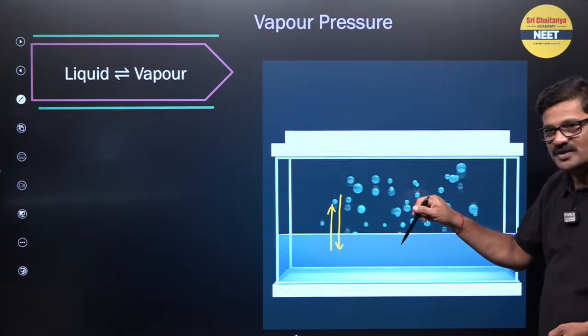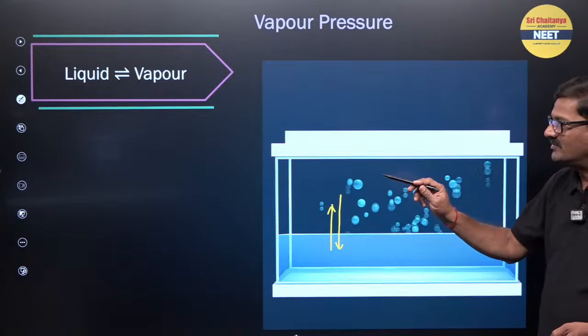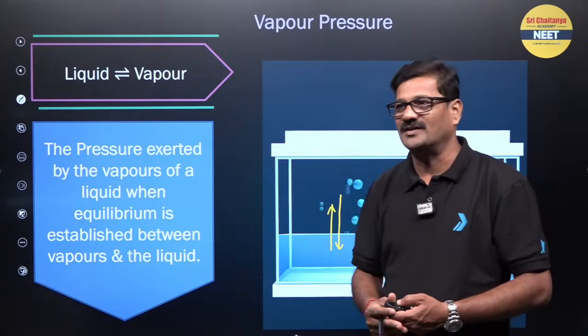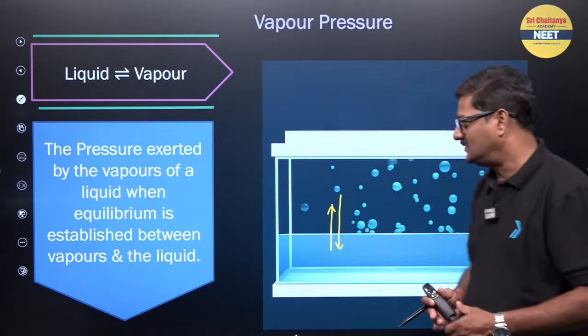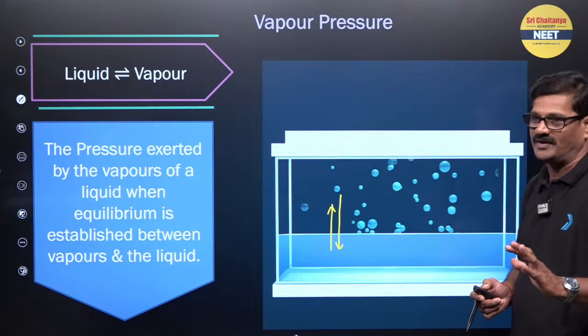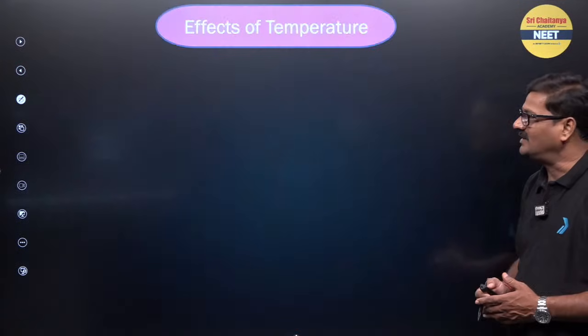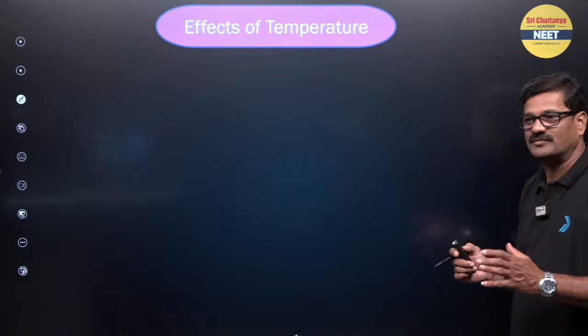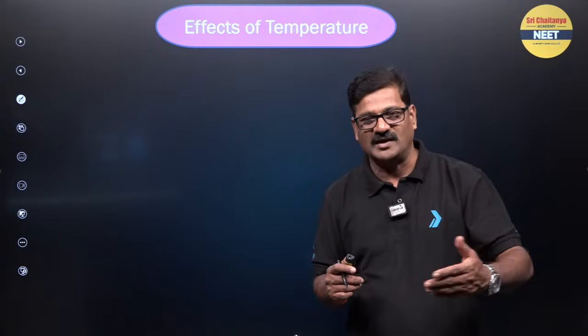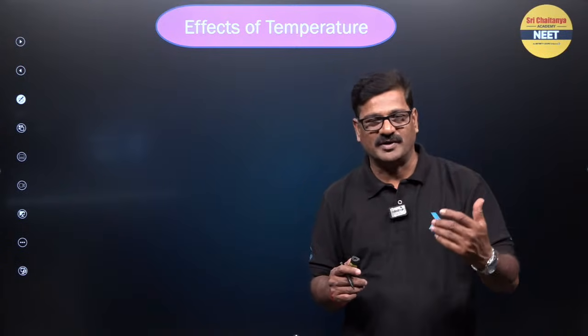And that pressure is called the equilibrium vapor pressure, or simply vapor pressure. This vapor pressure decides everything, any colligative property. Let us talk about the effect of temperature on the vapor pressure. The vapor pressure depends on the nature of the liquid and the temperature.